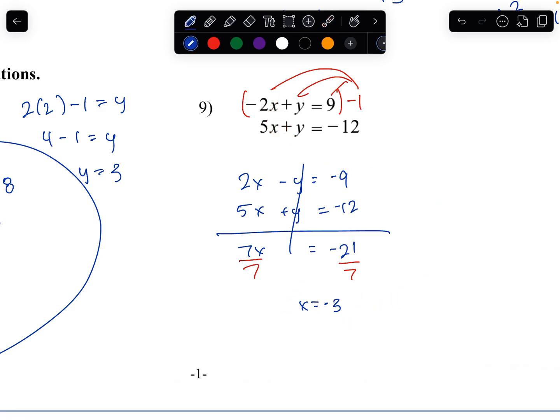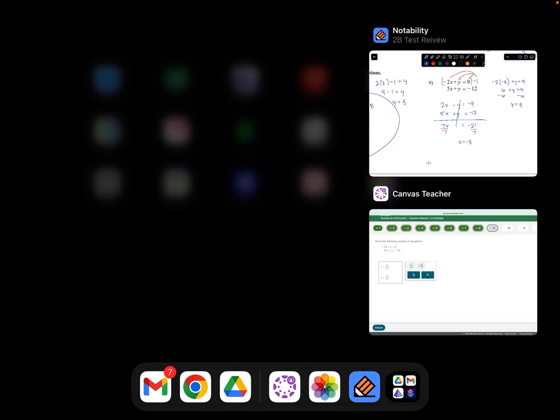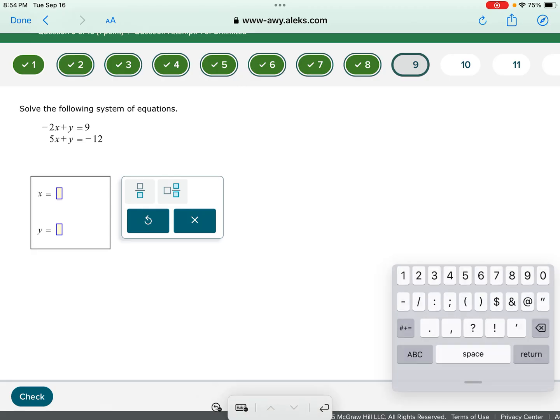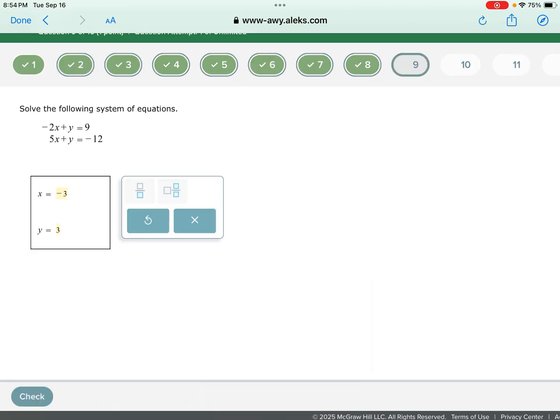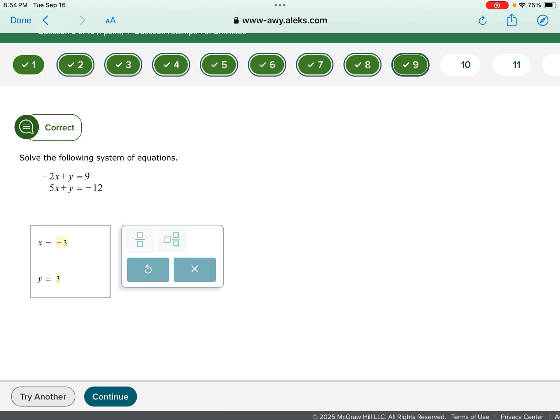Which I can plug back into one of these spots right here and solve for y. So I'll do the top equation. -2 times -3 plus y is equal to 9. That's equal to 6 right here. And then I can subtract 6 and subtract 6, and I'll get y is equal to 3. So x is equal to -3, y is equal to 3. So we got -3, we've got 3. Go ahead and check it. We're good to go.